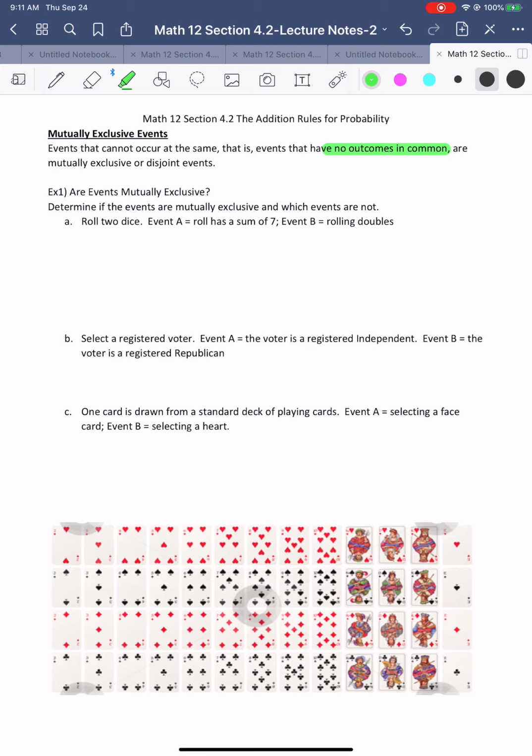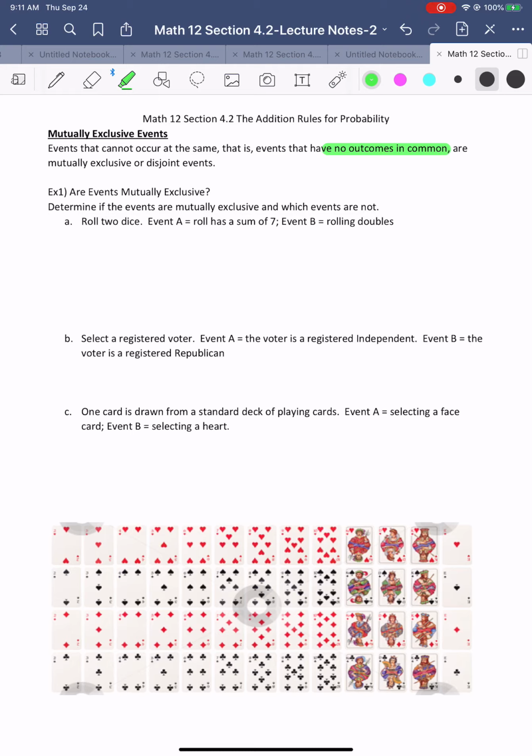Number one, events mutually exclusive. Determine if the events are mutually exclusive and which events are not. A: roll two dice. Event A is a sum of seven, and event B is rolling doubles.